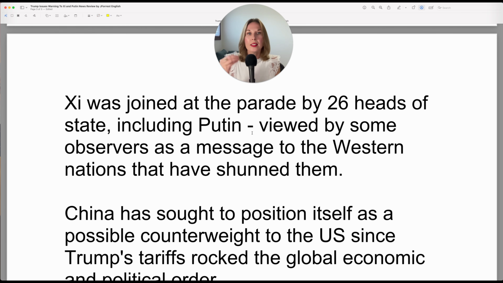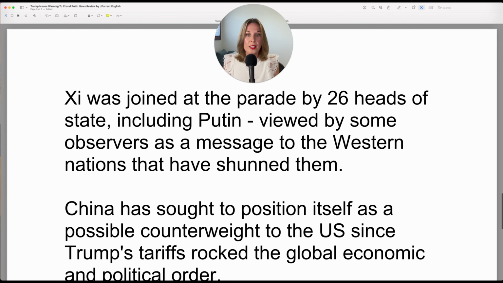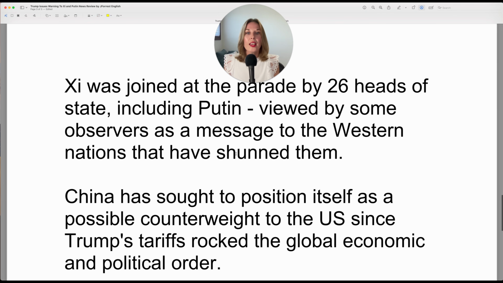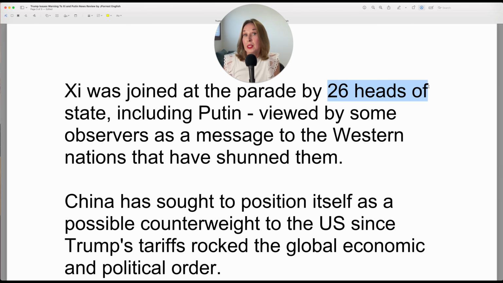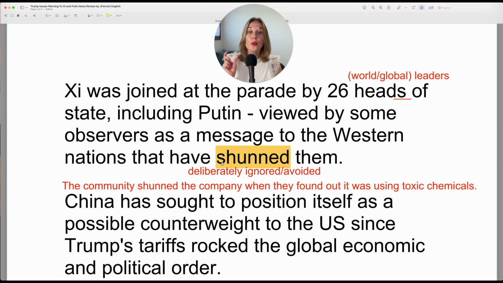This event, this parade, this situation, was viewed by some observers as a message to the Western nations that have shunned them. And the "them" being these 26 heads of state. Let's review the word shun. Shun. This is a verb. Here it's conjugated in the present perfect. You see it in the participle form, shunned, with a soft D.